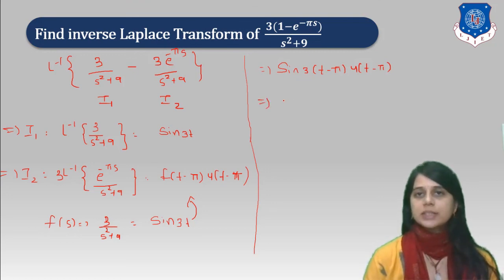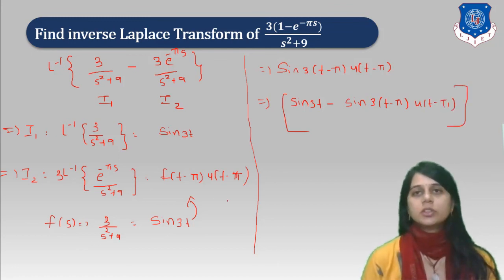Now, the last answer is I1 minus I2. So the answer is sin 3t minus sin 3 (t minus pi) u of t minus pi. This is your last answer.